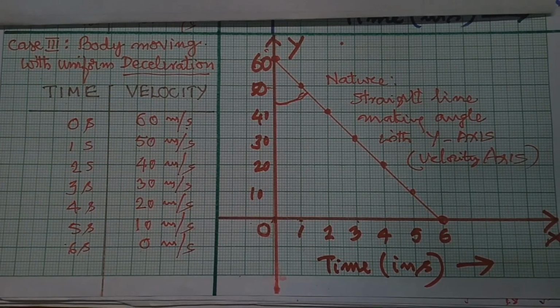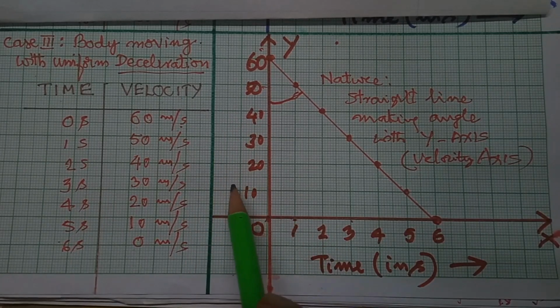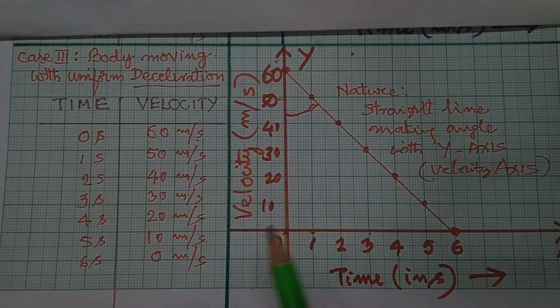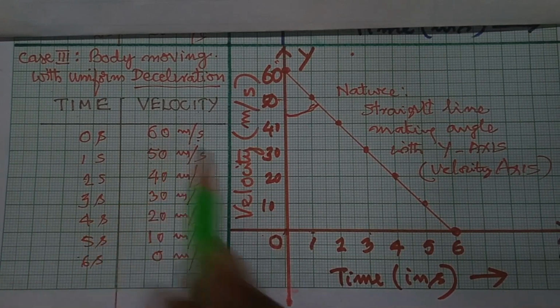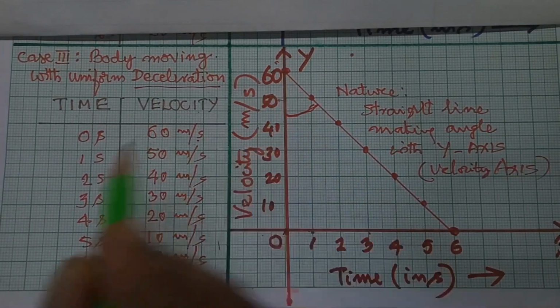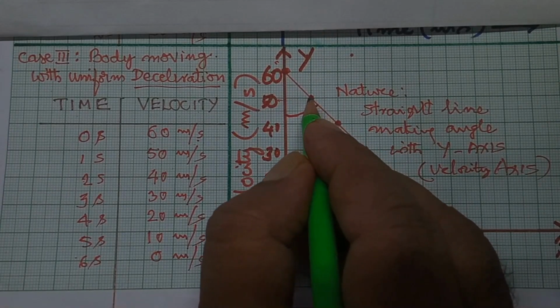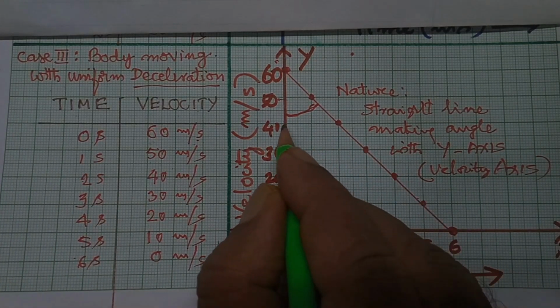If you draw the graph here, as usual we are taking time in seconds on the x-axis, and velocity, which I forgot to write, on the y-axis. Let us draw the graph. At 0 second, 60 meter per second. At 1 second, 50 meter per second. Go like this and mark the point. For 2 seconds, 40 meter per second.